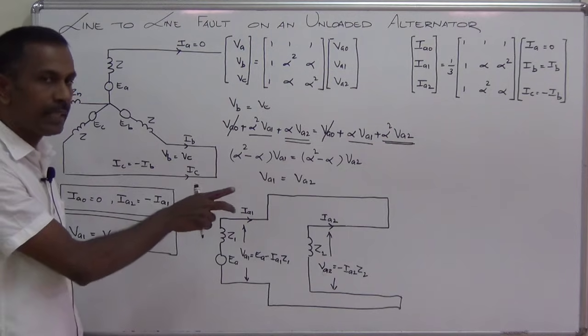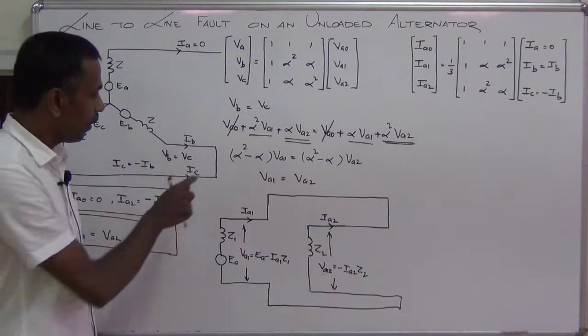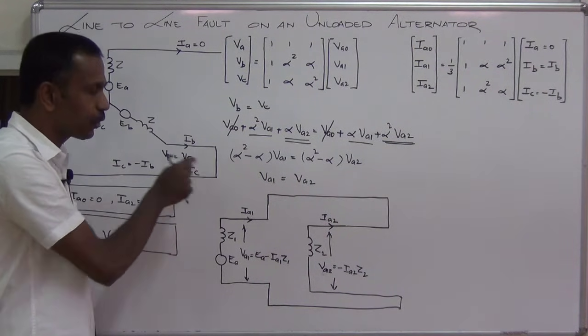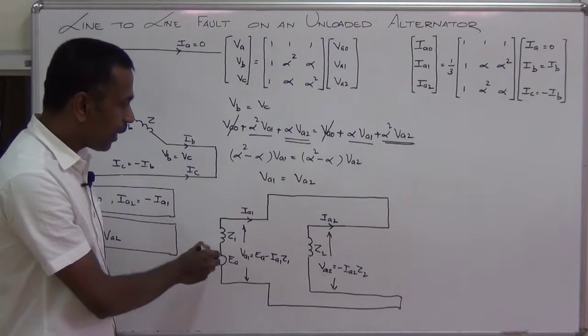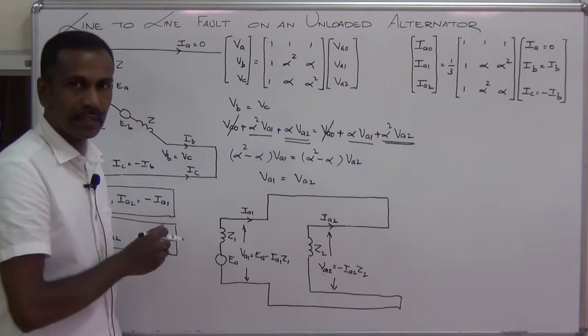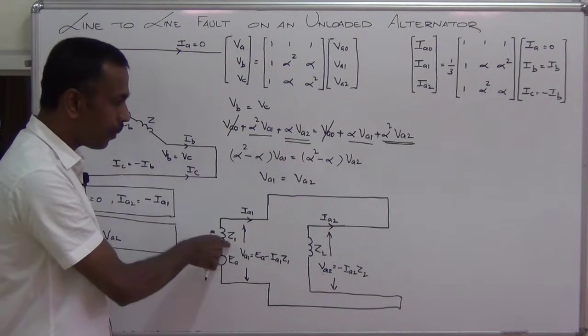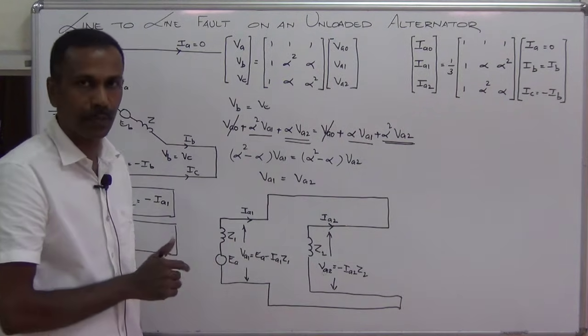So this is the sequence network diagram for the line to line fault without any fault impedance. This is a dead short from the B phase to C phase. Now you can easily find out the sequence currents in this network. IA1 equals the total voltage divided by total impedance. EA divided by Z1 plus Z2.